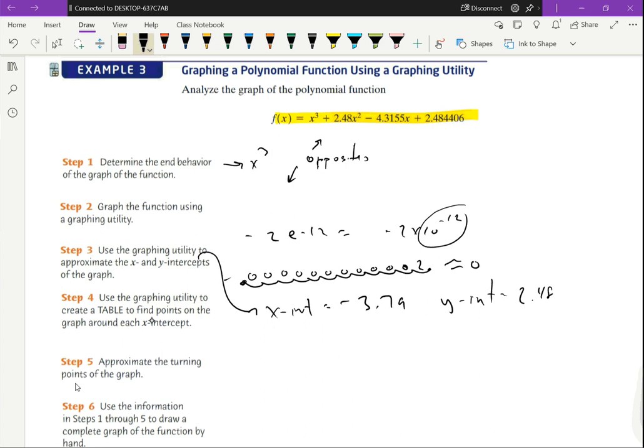Now, number 4, use the graphing utility to create a table to find points on the graph around each intercept. Okay, and so if we're at negative 3.79, we might want to go ahead and choose, okay, what's negative 4, and maybe what is negative 2. So those would be points. If I'm counting, there's negative 2, negative 3, negative 4. So I know at negative 3 I'm at 0, but what are we at negative 4? What are we at negative 2?